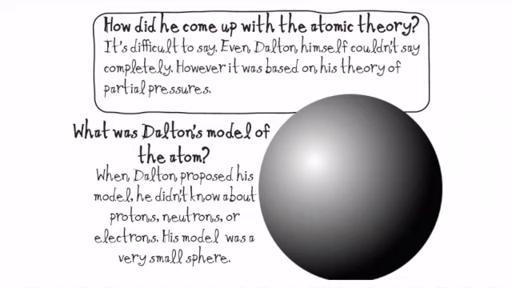So how did he come up with the atomic theory? It's difficult to say. Even Dalton himself couldn't say completely, but he said it was based on his theories of partial pressure. Dalton's model of the atom was a sphere. When Dalton proposed his model, he didn't know about protons, neutrons, or electrons. His model was a very small sphere, like a marble.